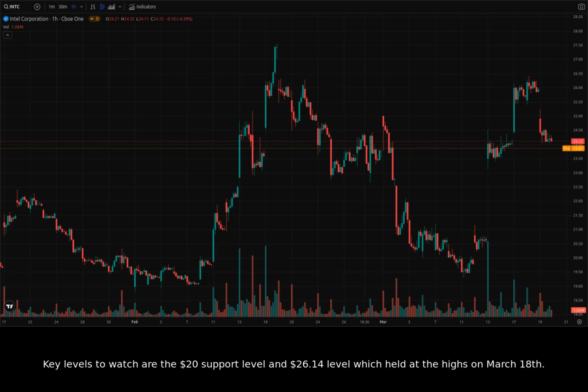Key levels to watch are the $20 support level and the $26.14 level, which held at the highs on March 18th. If it can pass both those levels, that would be a good indication to be long, and otherwise it's likely to keep selling off. Long-term, Intel's new AI chip, Panther Lake, could be the catalyst for a turnaround, but we have a long way to go.